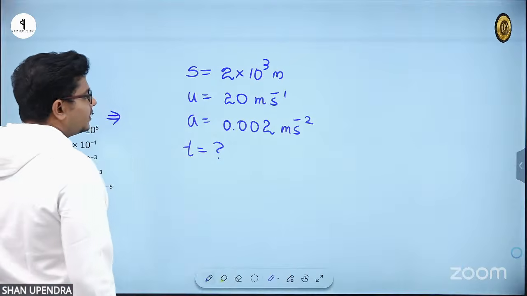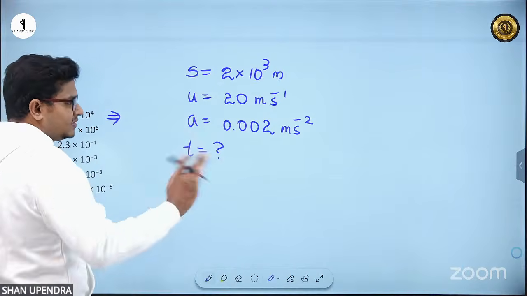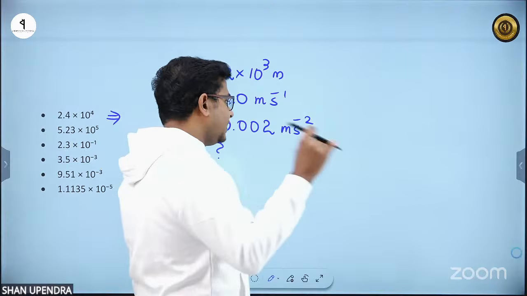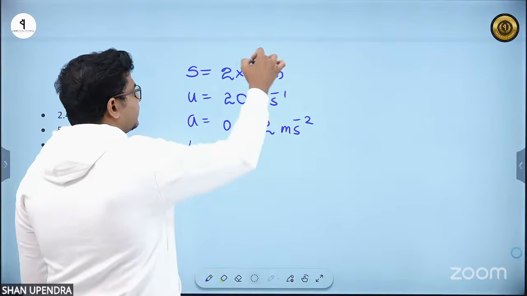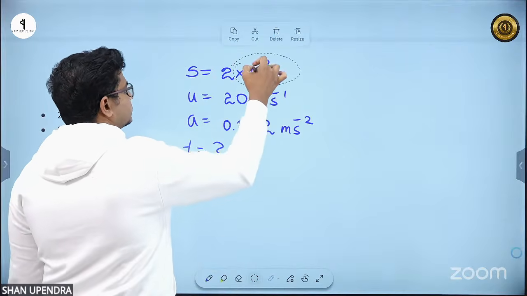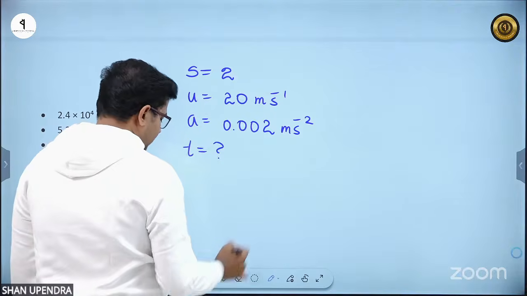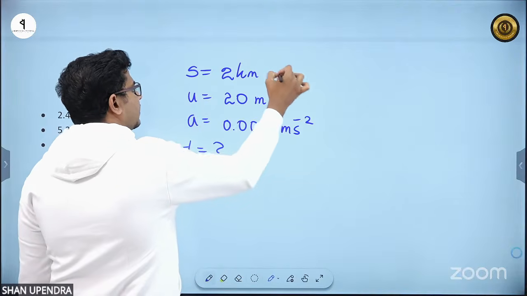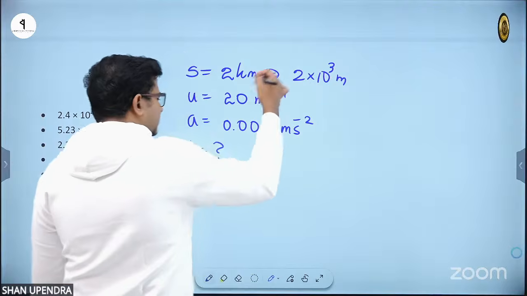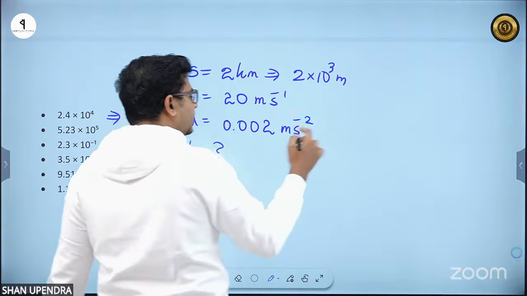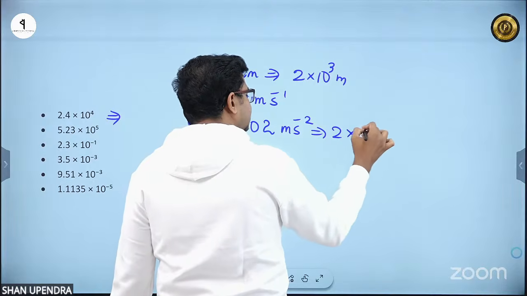Yeah, you are getting a quadratic equation, but no need to solve that. I'm just explaining the way that we substitute. So let's take this one in the exam. This one is given as 2 kilometers, so we can write this as 2 × 10 to the power 3. This is 20, and I would like to keep 20 that way. Here it's 2 × 10 to the power minus 3.